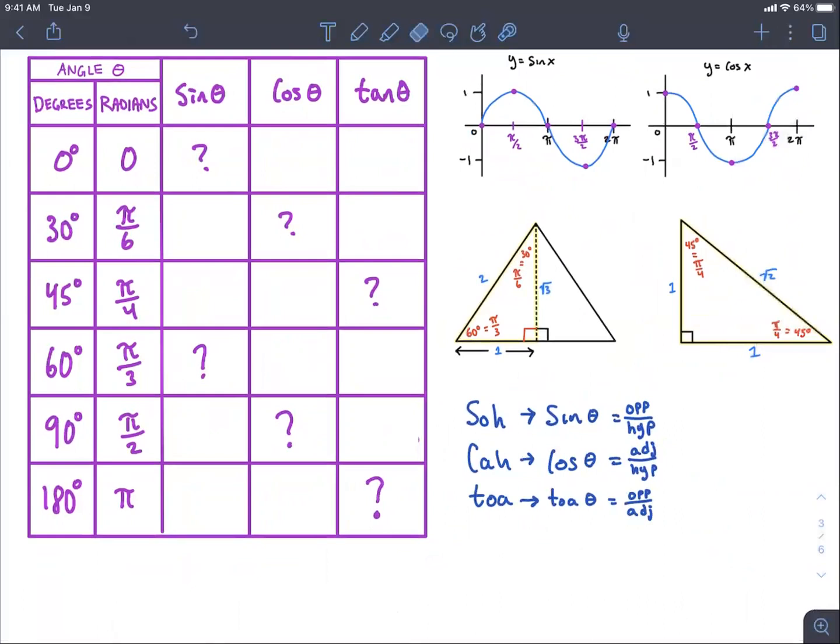So for this first question mark, the sine of 0 degrees, I would not go to these diagrams. I would go to this graph. The sine of 0 is 0.